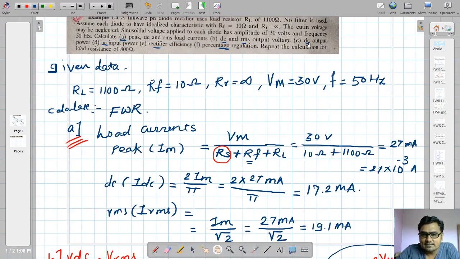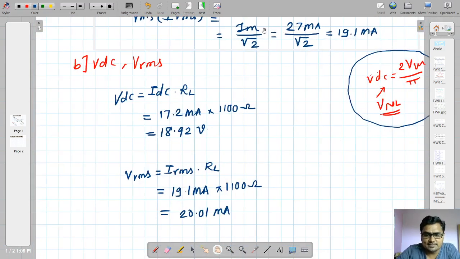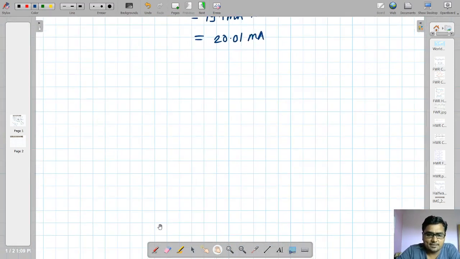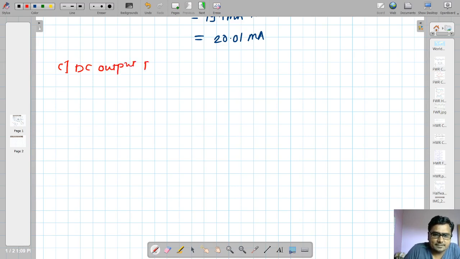Now what is C? C is DC output power, and D is AC input power. Now we need to calculate powers. So let me write it, it is C now. And what is that C? C is DC output power. I will write DC output power, that is PDC. See, we are using the same notation, PDC.